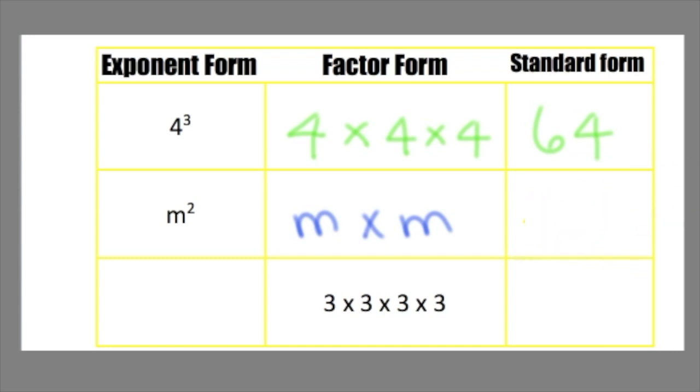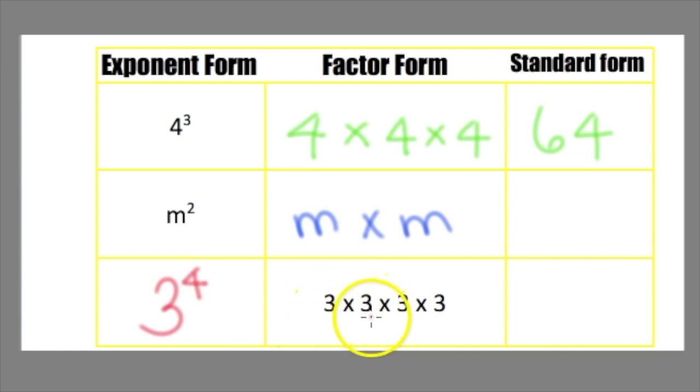Now let's look at the last example. It's in my factored form, and I need to put it in my exponential form. So once again, I know my base is going to be 3, and my exponent is the number of times you multiply that base by itself. So 1, 2, 3, 4. So 3 to the 4th power. Now all I have to do is just multiply the factored form to get my standard form.